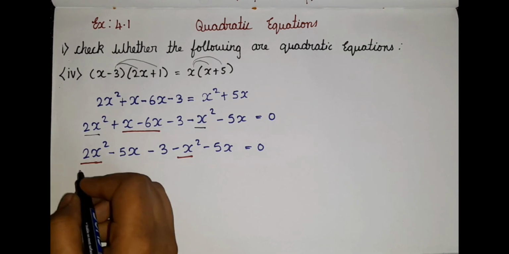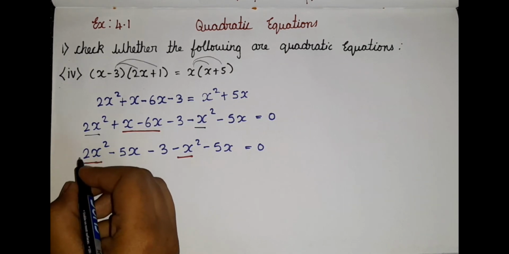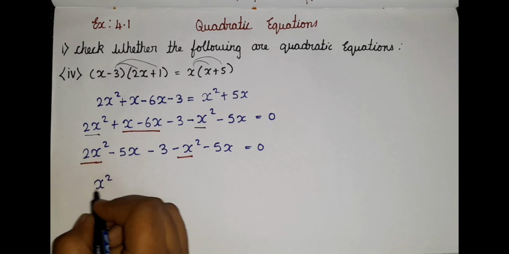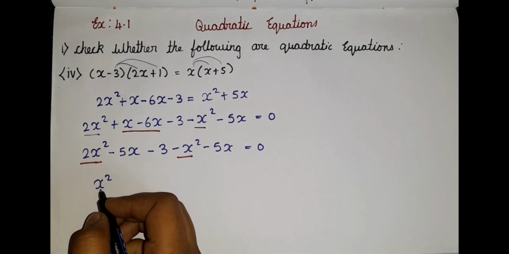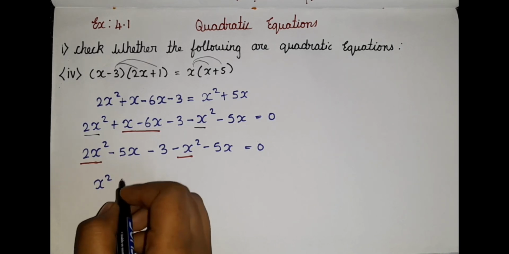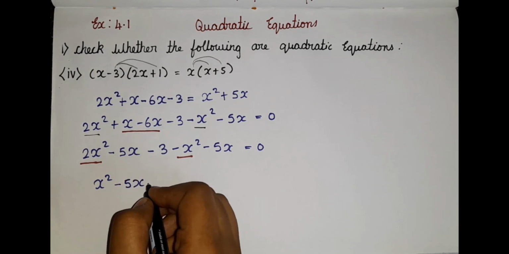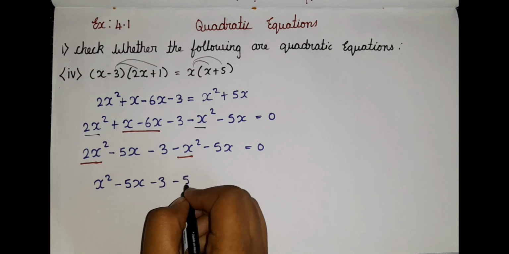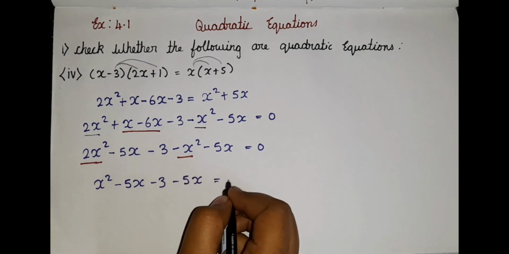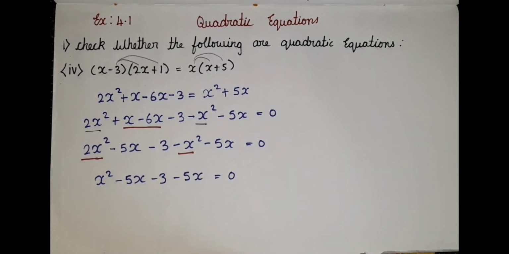Am I right? So here which is the greatest number? So 2 is the greatest number which has a positive sign. Here it is already in the form of positive, so no need to write plus. Okay. So now let us write the rest of the terms as it is, that is minus 5x and minus 3, minus 5x is equal to 0. Okay. So I just wrote all those things as it is.